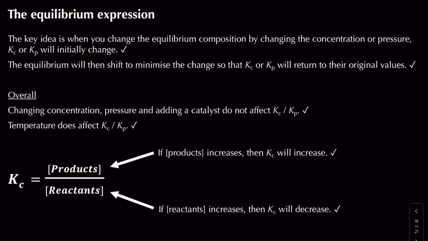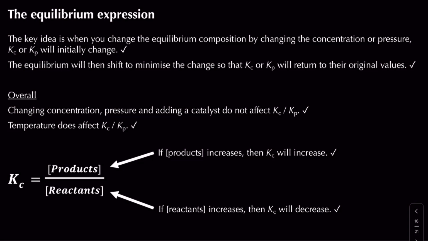So in this video, we're going to be looking at the equilibrium expression. We're going to look at Kc and Kp and the factors that actually affect it as well. Now, in terms of this, we know that concentration, temperature, and pressure are the only three factors that will actually affect the position of our equilibrium.